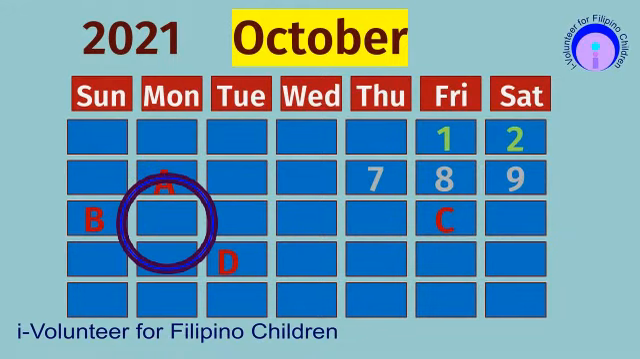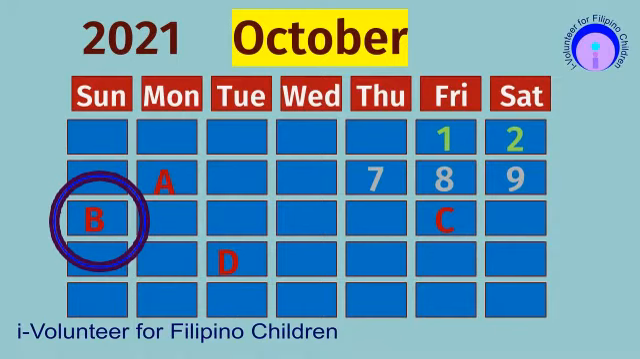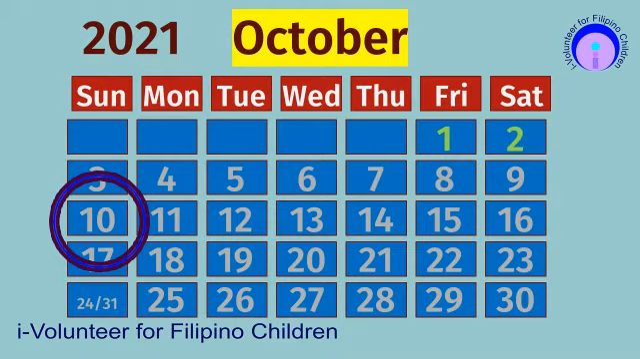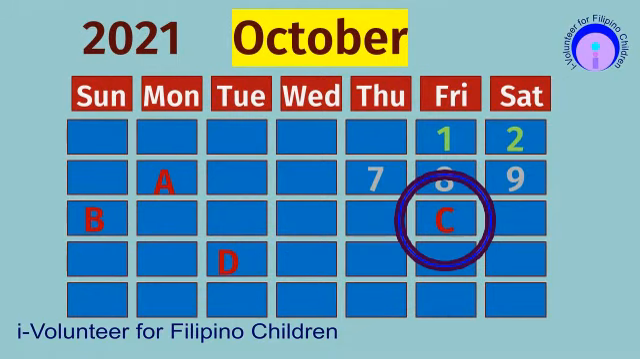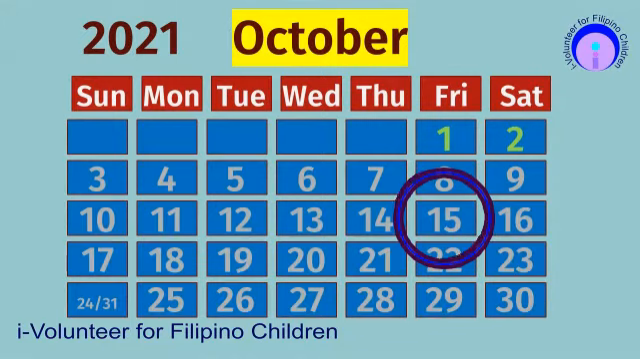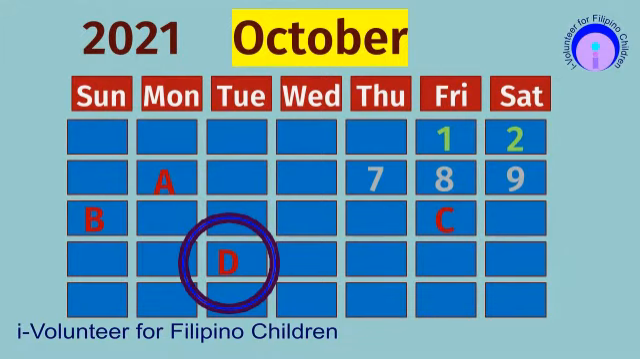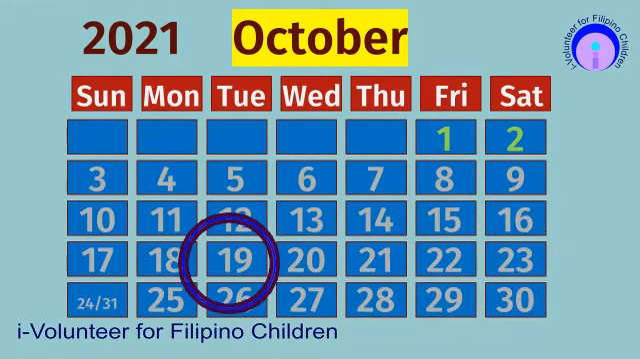Then we have to move backwards. So it's 11 minus 1 is equal to 10. Letter B represents October 10. The specific date of letter C is equal to 10 plus 5, which is 15. After 4 days, we have letter D. Letter D is equal to October 19.